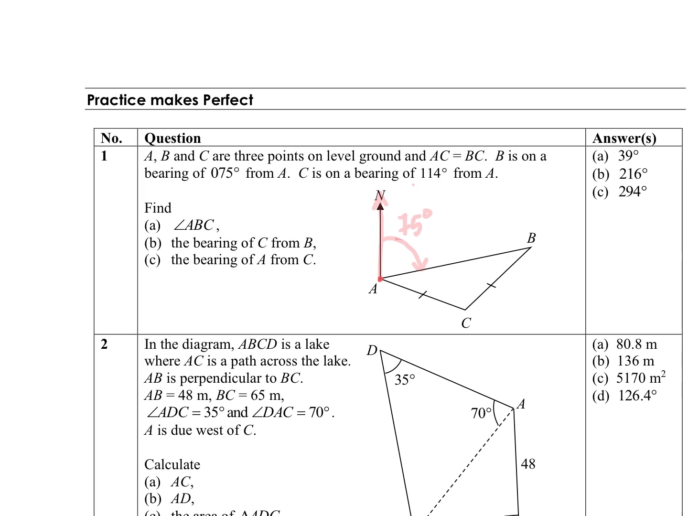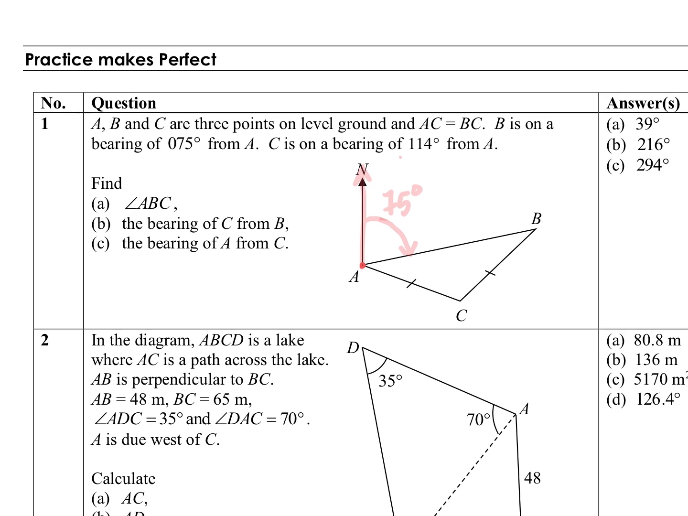Okay, this one. Bearing from A means your arrow must be at A. Then you start turning until you point to B. And next, it says C is on a bearing of 114 degrees from A. So that means my arrow is at A, same thing, but I will turn clockwise until I hit C. So they are saying that this is 114.